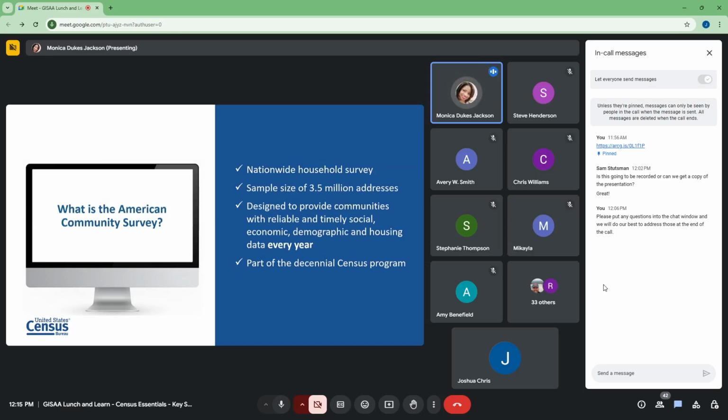So for example, to get commuting data, it asks what time a respondent leaves home for work in the morning and what time they arrive at work. And this is to determine commuting data. This plays into the funding states and counties receive for transportation projects like road expansion and improvements.